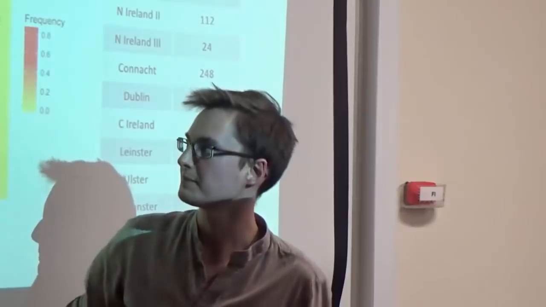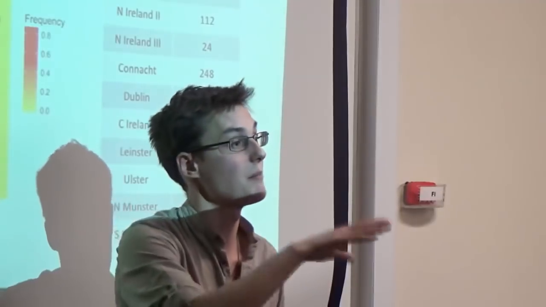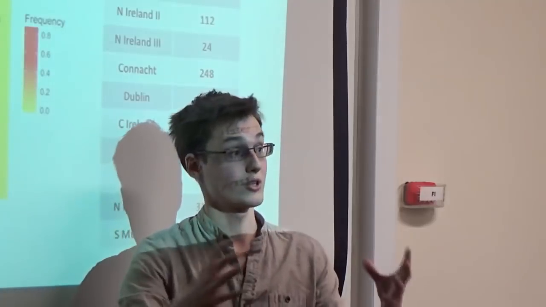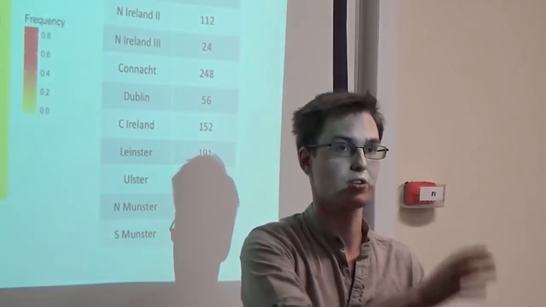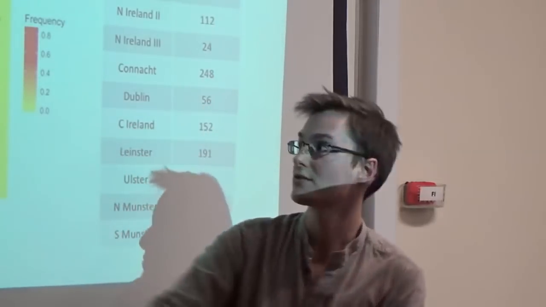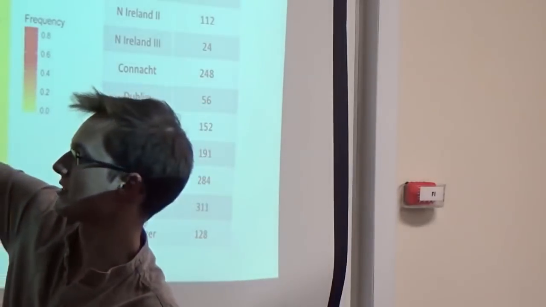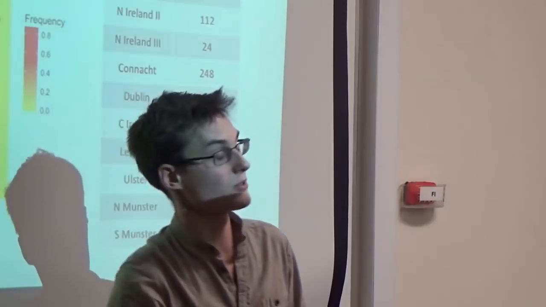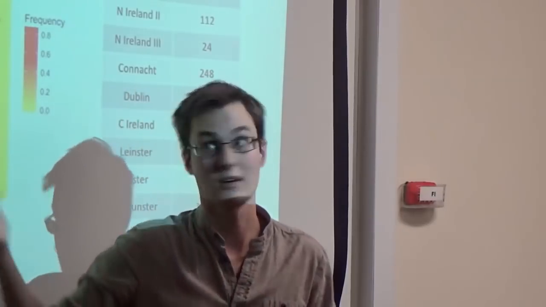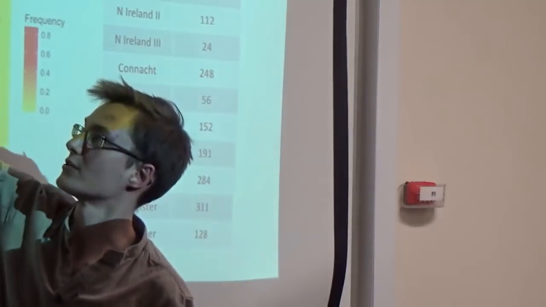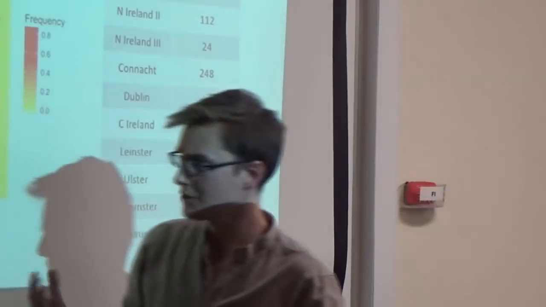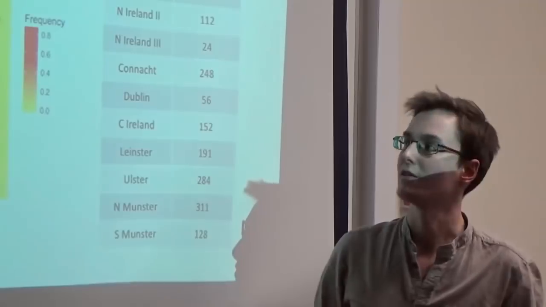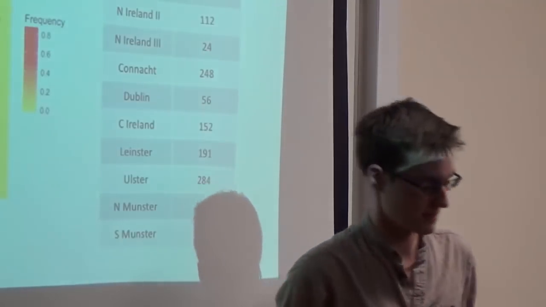you have various proportions of English, Scottish and Irish surnames. And interestingly, that mirrors the genetic proportions of Irish, British, Irish, Scottish, and English ancestry. So North Ireland 3 has the highest amount of Gaelic ancestry, and that also has the highest proportion of Gaelic surnames, along with North Ireland 2 and North Ireland 1. So the surnames, unsurprisingly, are mirroring the genetic variety that we find in these clusters.